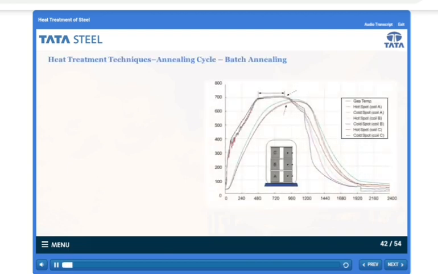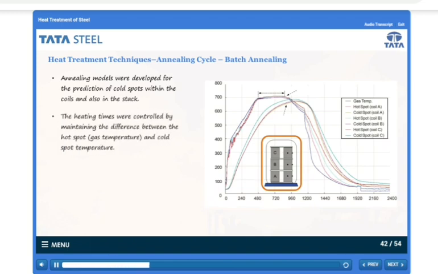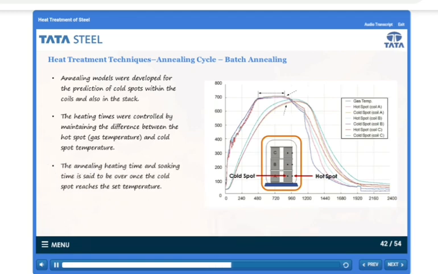Annealing models were developed for the prediction of cold spots within the coils and also in the stack. The heating times were controlled by maintaining the difference between the hot spot and cold spot temperature. The annealing heating time and soaking time is said to be over once the cold spot reaches the set temperature. Click Next to proceed to the next screen.